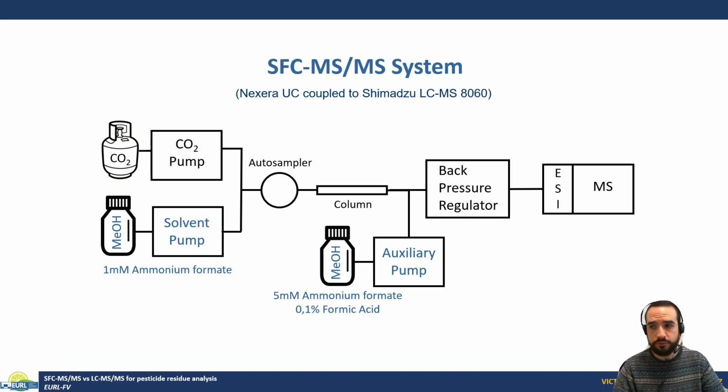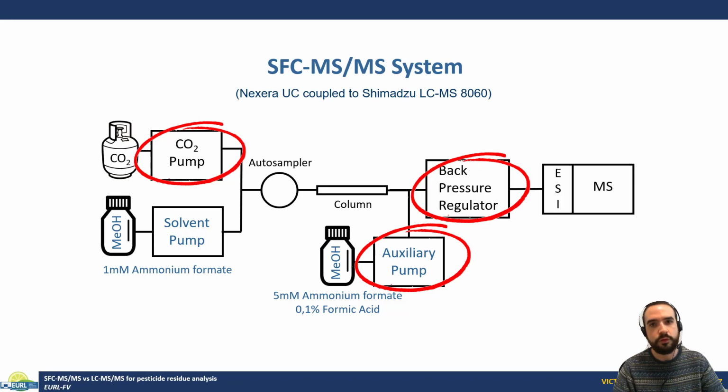First of all, it's important to explain how this chromatographic comparison was carried out. This is a general scheme of how the Shimadzu SFC works, and there are three main differences compared to liquid chromatography. We have a CO2 pump, we have a back pressure regulator device, and also we have an auxiliary pump.